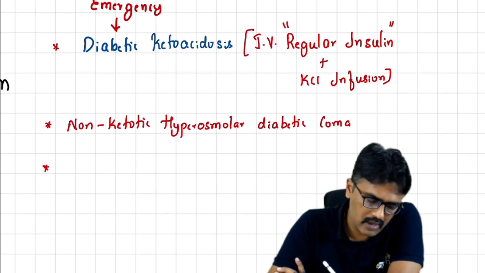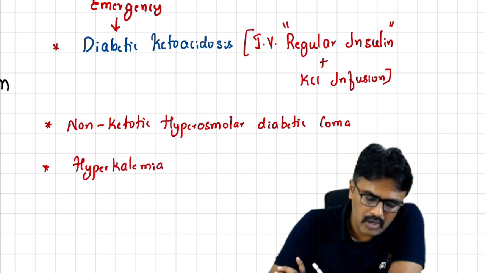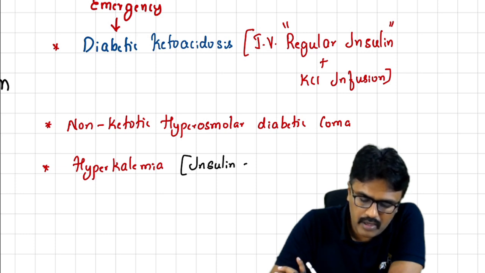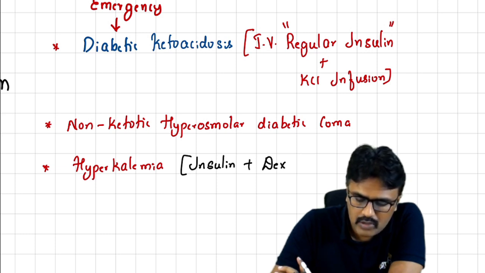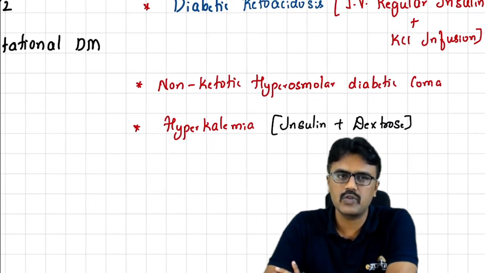Now, third important condition is a case of hyperkalemia. So, when you are managing hyperkalemia, remember here also you have to give not insulin alone. Along with insulin, you have to give dextrose because the patient has come with only hyperkalemia. So, when you manage that, you have to give insulin plus dextrose.